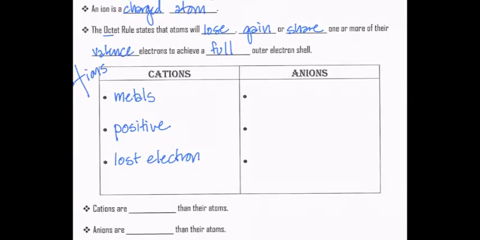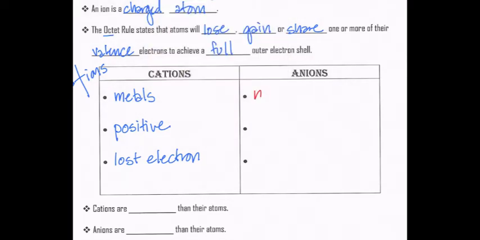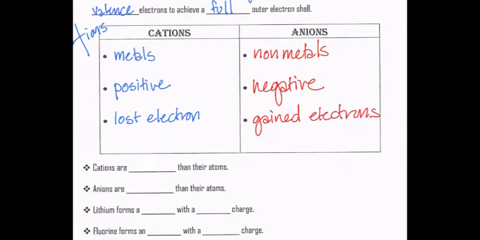Anions are the opposite of cations. Anions are negatively charged particles, and they are nonmetals, so they're on the right side of the periodic table. And an means not or negative. So these are negatively charged particles because they have gained electrons, so they have maybe one or more extra electrons in their outer shell.